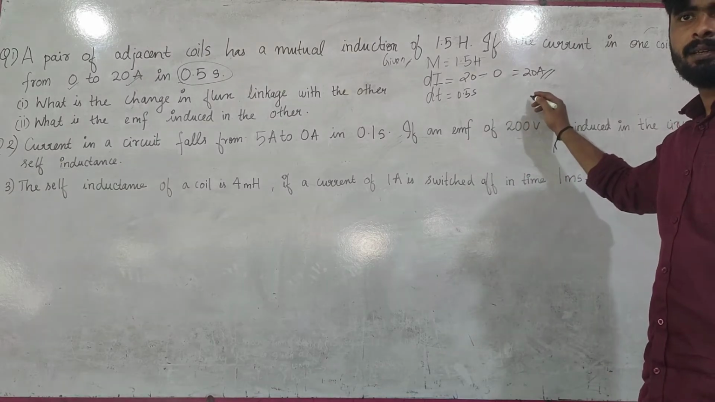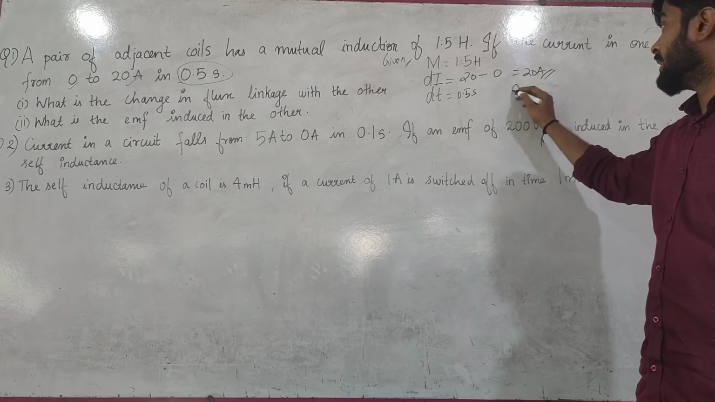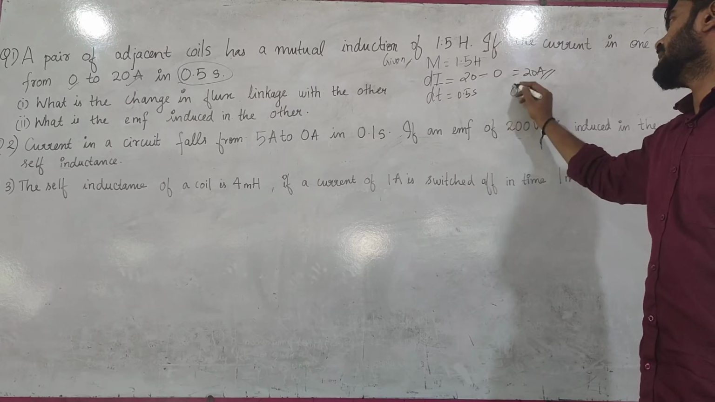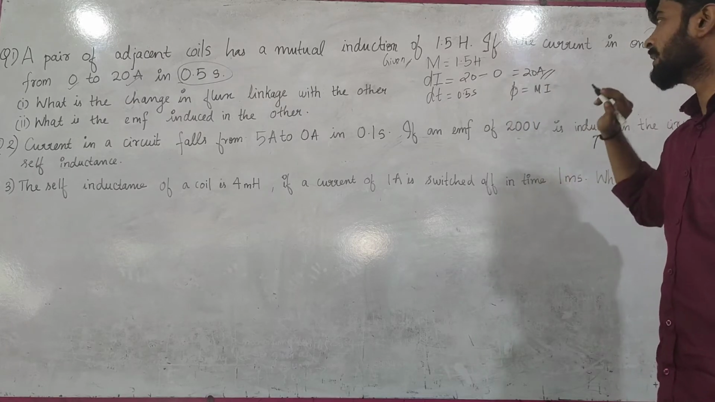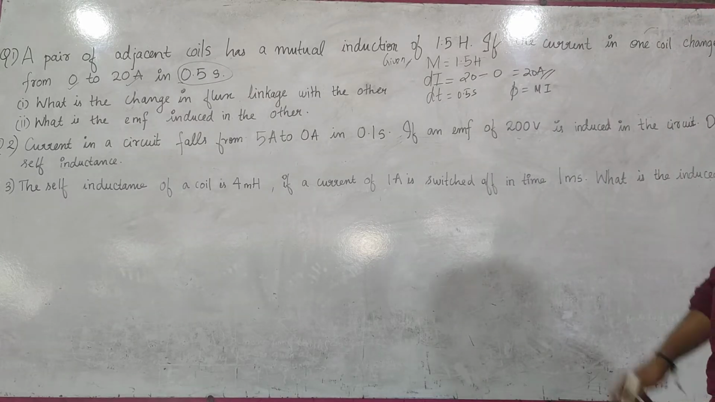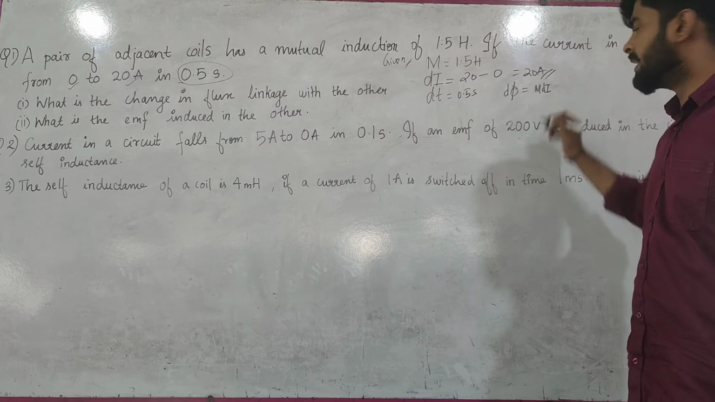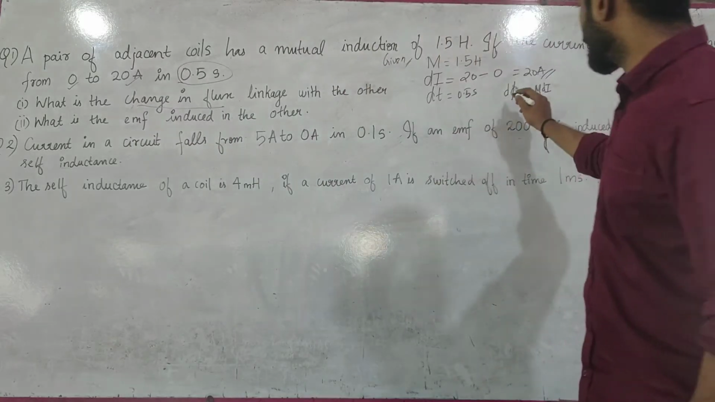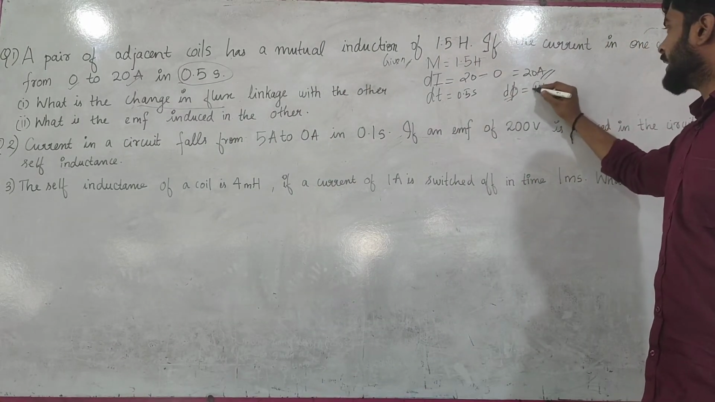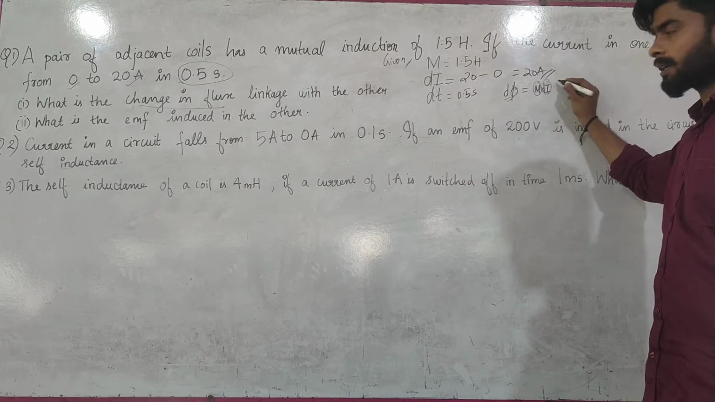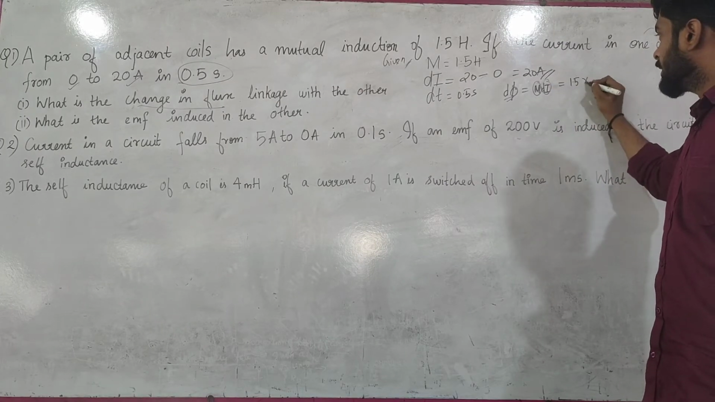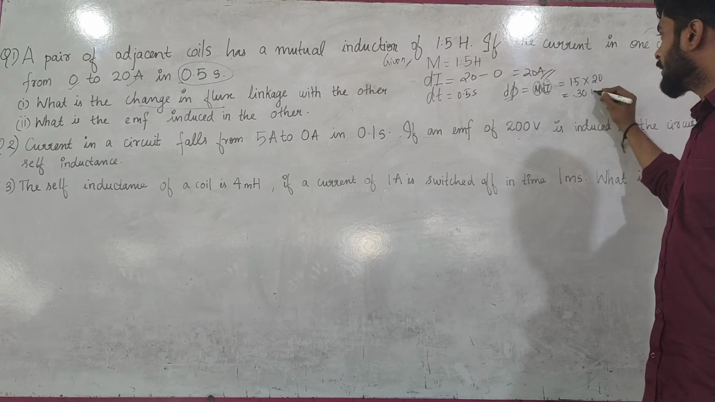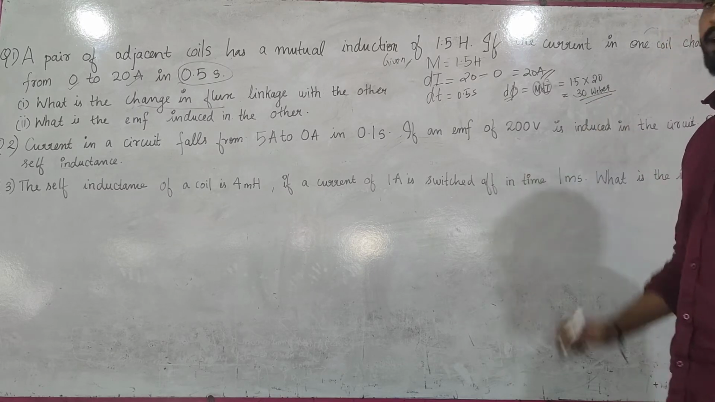Tell me. Phi is equal to M i, right? Phi is equal to M i. Or you can write d phi is equal to M into di. So d phi is the change in flux, right? So the change in flux is d phi, which you will get by taking the product of mutual induction and change in current. Mutual induction is 1.5 into change in current is 20. So you will get 30 Weber as d phi.